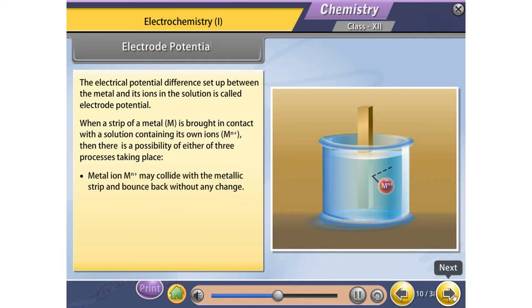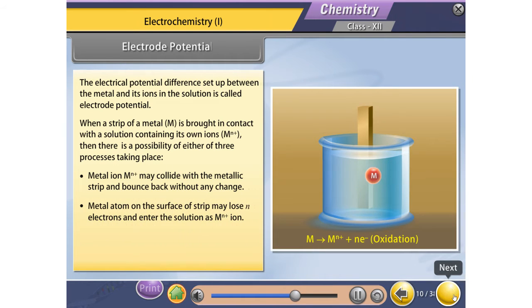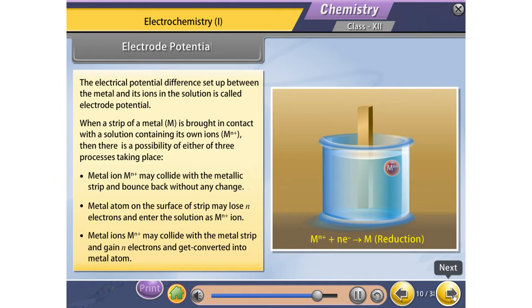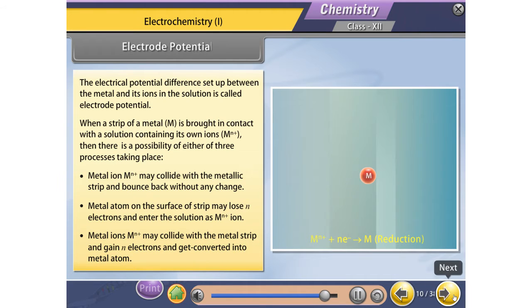Metal ion may collide with the metallic strip and bounce back without any change. A metal atom on the surface of the strip may lose n electrons and enter the solution as ions. Metal ions may collide with the metal strip and gain n electrons and get converted into metal atom.